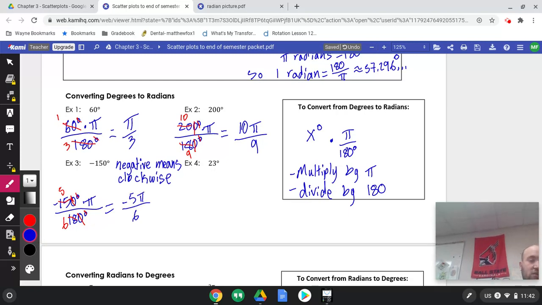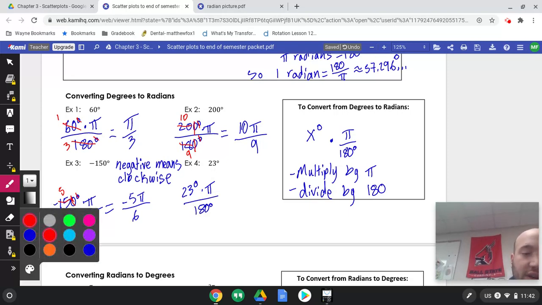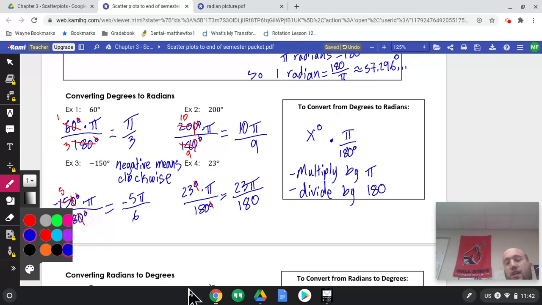Okay, so now the final one, 23 degrees times pi divided by 180 degrees. On this one, the only thing we can cancel is degree and degree. 23 and 180, we can't reduce those. So we're just left with 23 pi divided by 180 as our answer. Now I know you could use your calculator to get a decimal approximation of this, but for this chapter, these 2 days, we're just going to leave it like this.